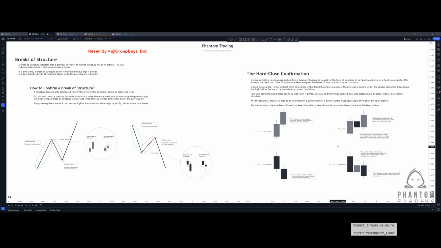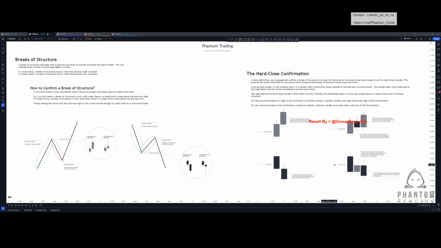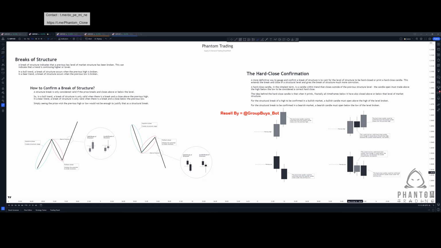Now, if we again look at another example of what a hard close candle is not, we can see that we have a previous low, we have a break and close below that, which is confirming the initial break of structure. We want a hard close candle confirmation to give us that extra bit of confirmation that the previous low has indeed broken. The next candle is a bullish candle that opens underneath the previous low and closes underneath the previous low. But because it is a bullish candle, it is therefore not a hard close candle.